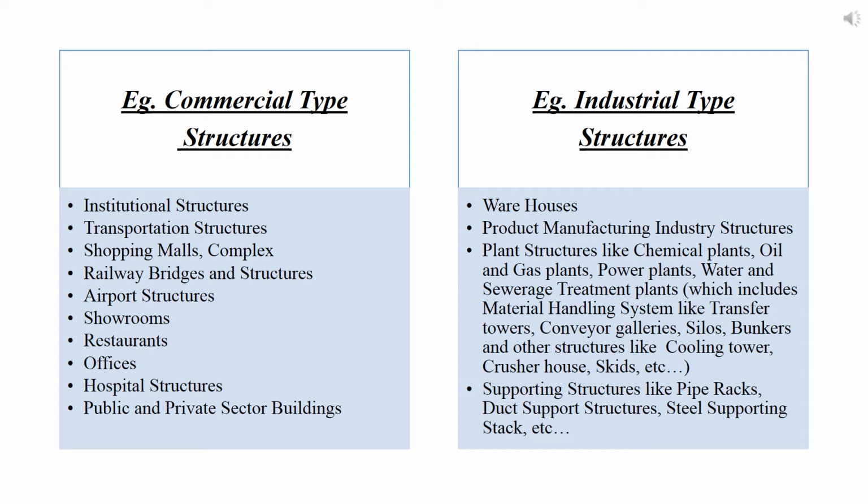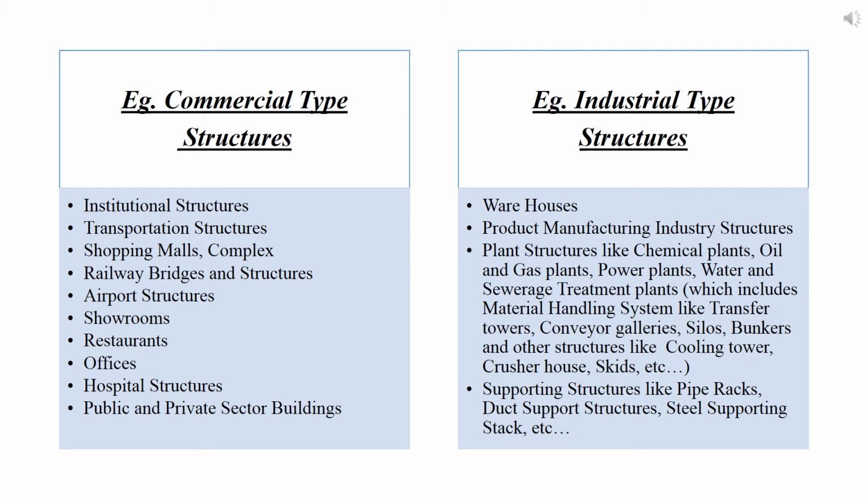Industrial type structures are warehouses, product manufacturing industry structures, plant structures like chemical plants, oil and gas plants, power plants, water and sewerage treatment plants, which include material handling systems like transfer towers, conveyor galleries, silos, bunkers, and other structures like cooling tower, crusher house, skids, etc. Supporting structures like pipe racks, duct support structures, steel supporting stack, etc. These are a few main examples which let you know the difference between commercial and industrial structures, so that relating to this you can classify any structures you are facing in your project.